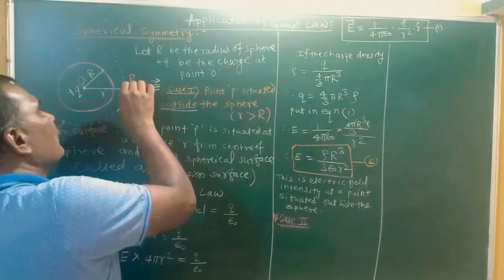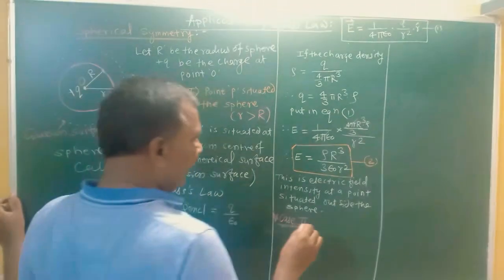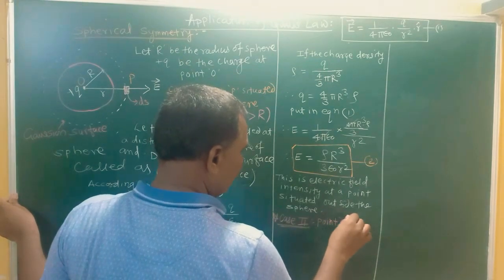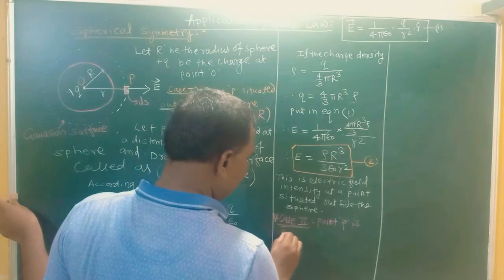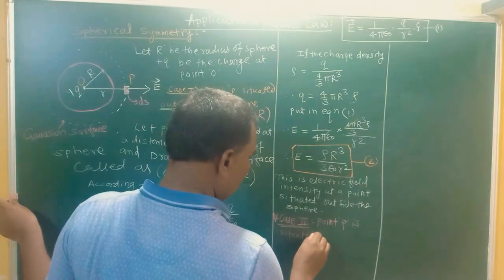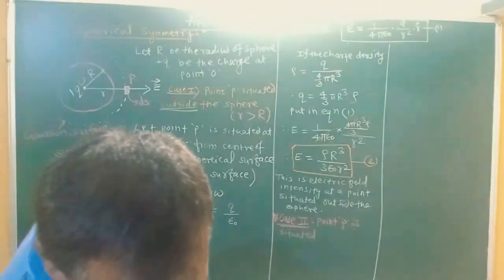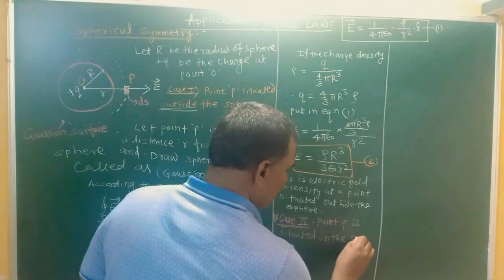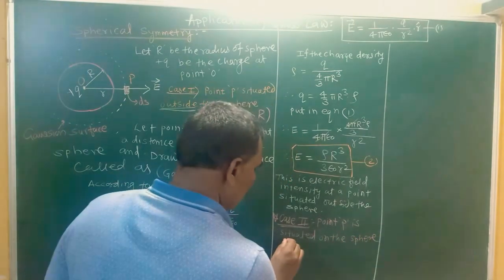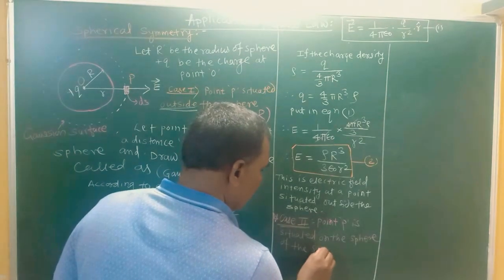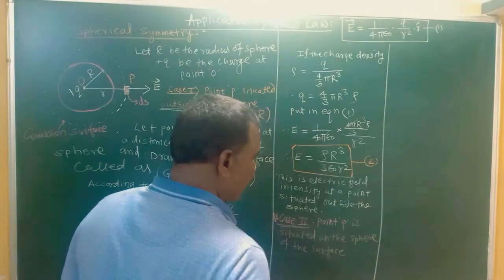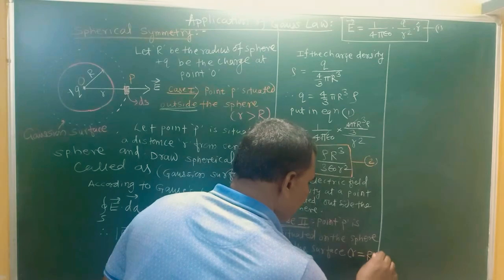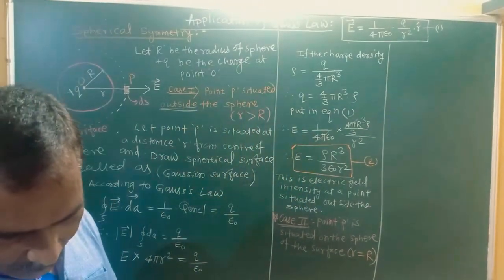Point P was outside the sphere. Now point P is situated on the surface of the sphere. On the surface of the sphere, that is small r is equal to capital R.